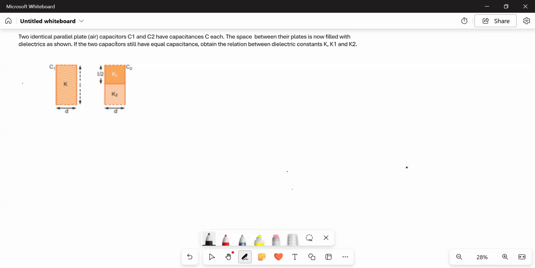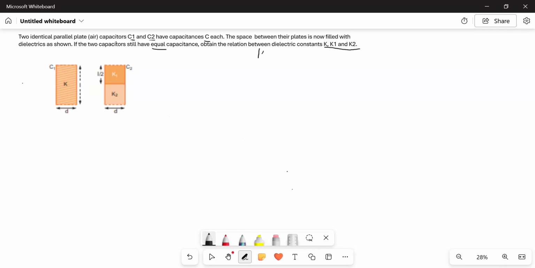Hi, this is a CBSE XII Physics 3-mark question. The question reads: two identical parallel plate capacitors C1 and C2 have capacitances C each. The space between their plates is now filled with dielectrics as shown. If the two capacitors still have equal capacitance, obtain the relation between the dielectric constants K, K1 and K2.